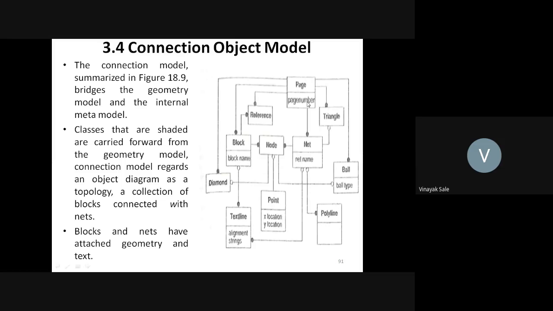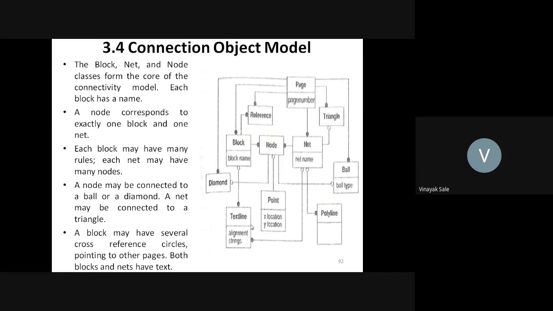Then a page has a page number that must be a reference, and a reference in the form of a block, block name, or text line. These are associated with each other. See the figure in detail. Each page has a node associated with x axis and y axis locations. The block, net, and node classes form the core of the connectivity model.